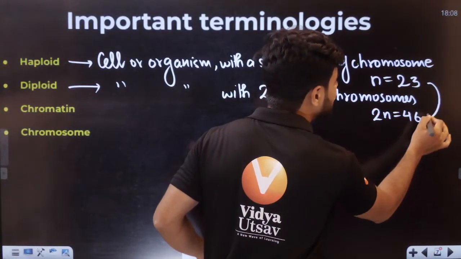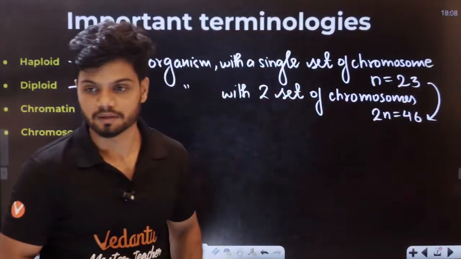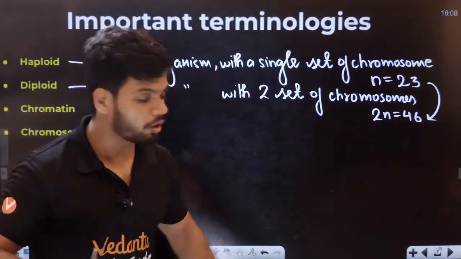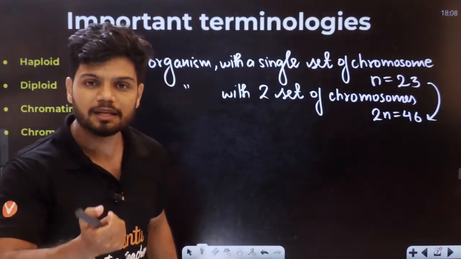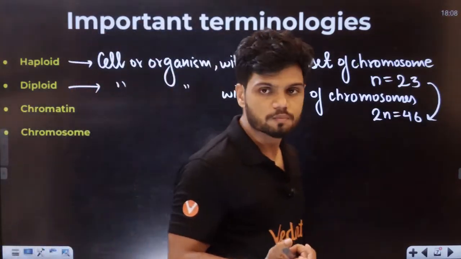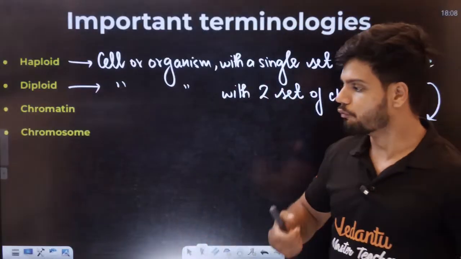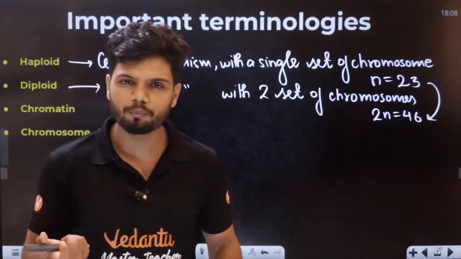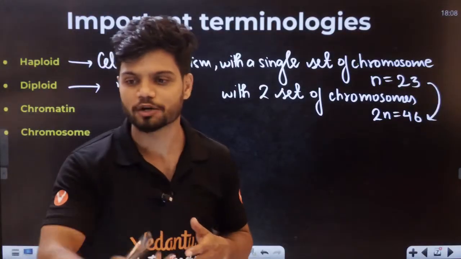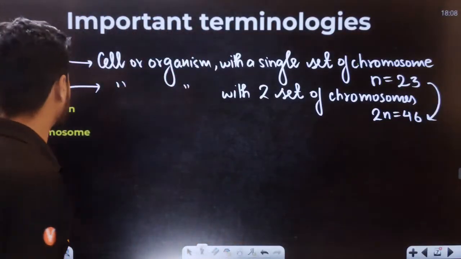That is double the number. Now that's the meaning of 2n. Now students, what is going to be 3n? Can anyone tell me in the chat the number of chromosomes we can see in triploid? Anyone? Triploid. How many chromosomes? Just double it and tell me in the chat, students.